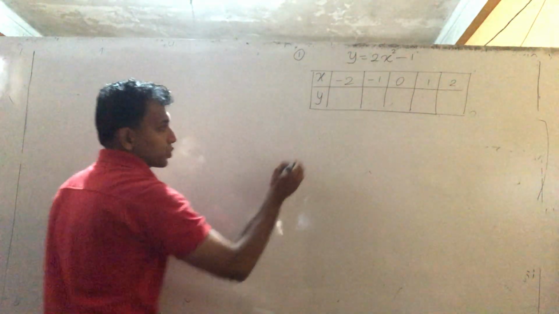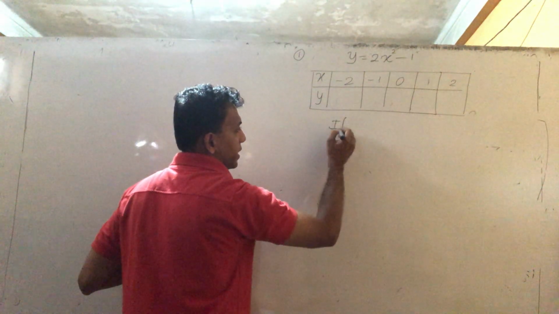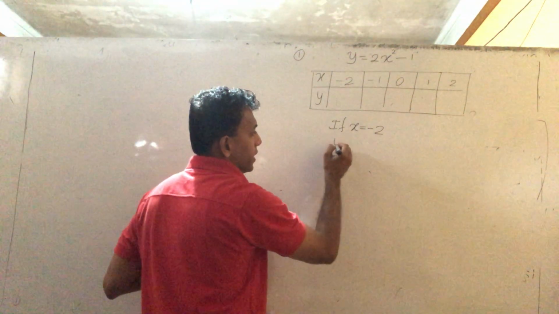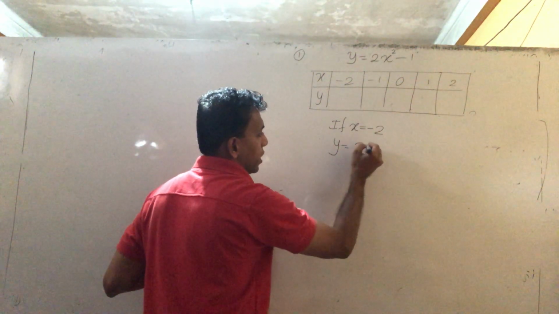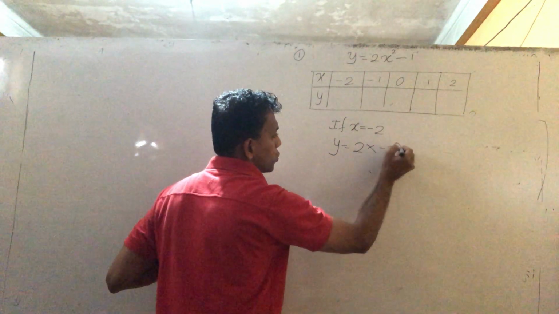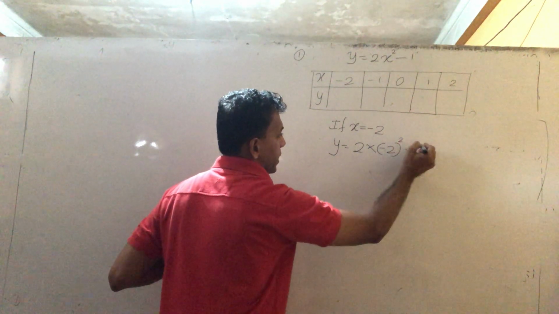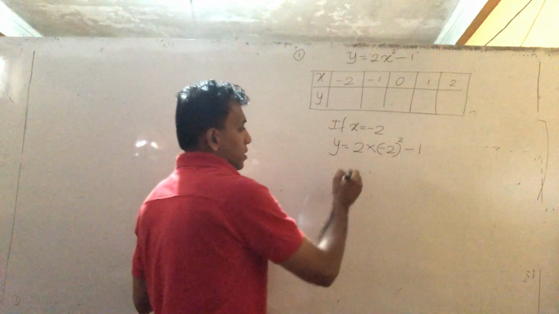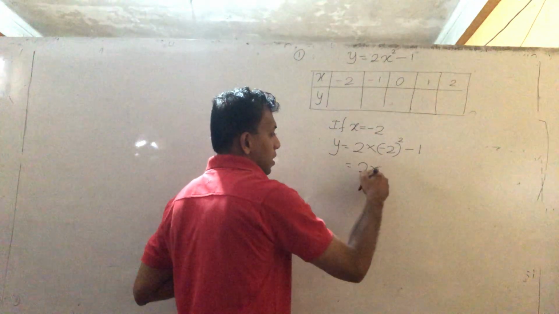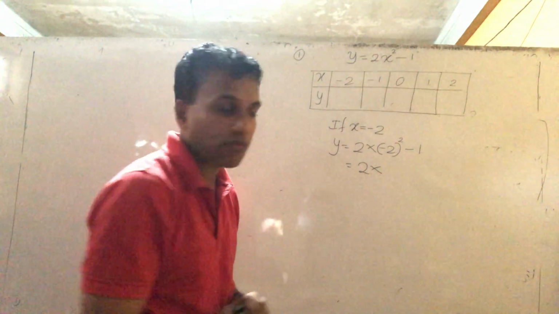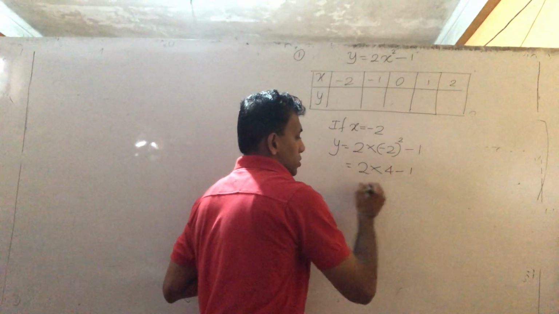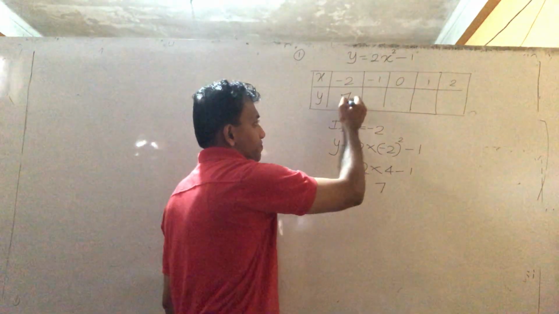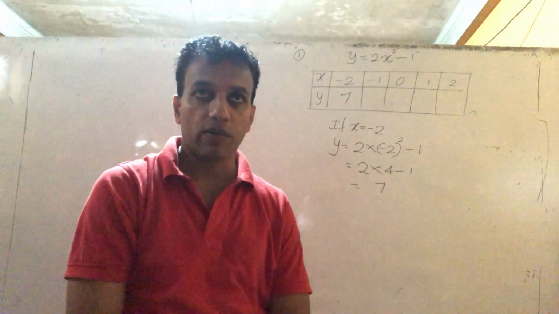If x equals minus 2, what is y? y equals 2 times minus 2 squared minus 1. Put x as minus 2. So what is that? Minus 2 squared is plus 4, and 4 times 2 is 8. Subtract 1, that is 7. Yes, 7. When x is minus 2, y is 7.